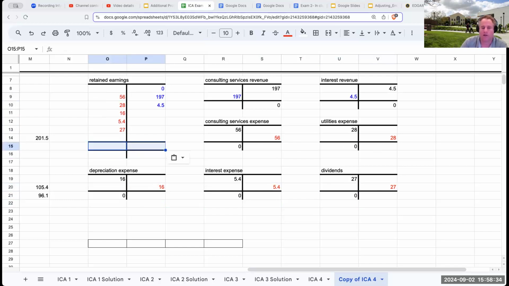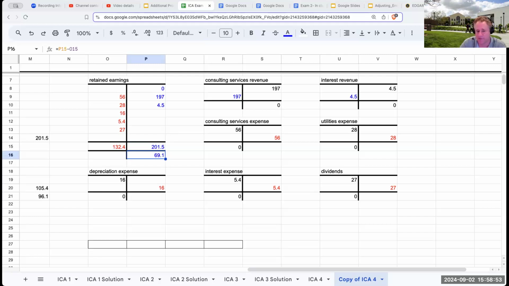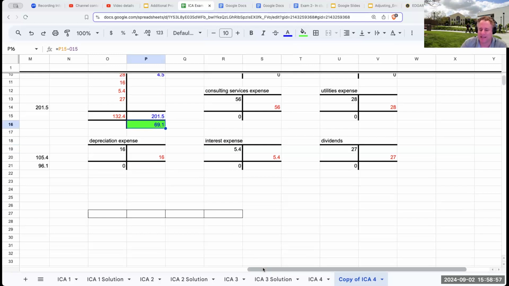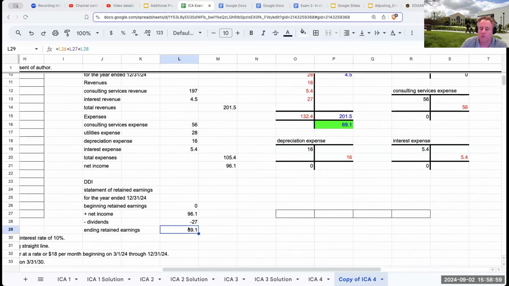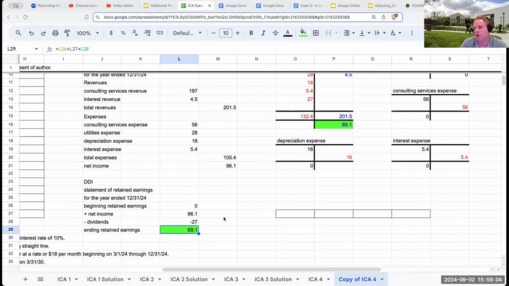Very important when I go through, to make sure that my work is good. My total debits were 132.4. Total credits were 201.5. I subtract the smaller from the larger balance and leave the remainder on the larger side, which is in this case the 201.5. My ending balance here in retained earnings is 69.1, which is the amount that is right over here, or 69.1, that is in my statement of retained earnings.